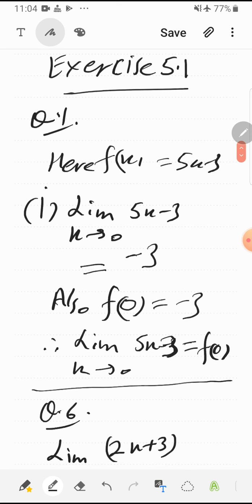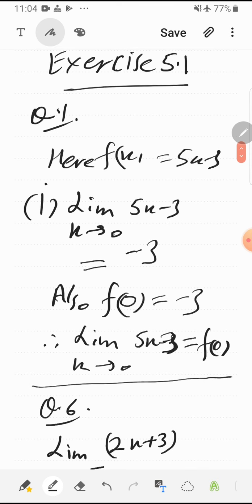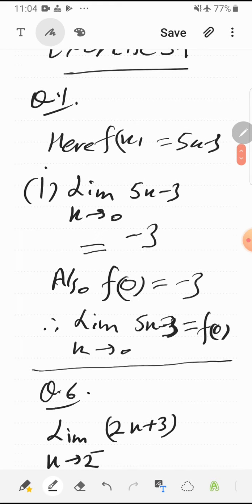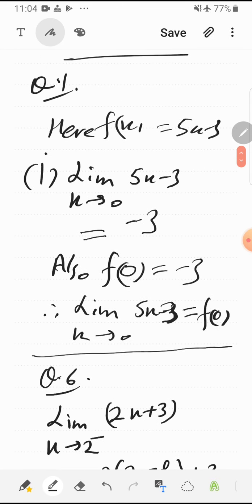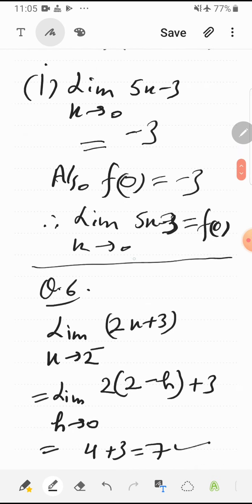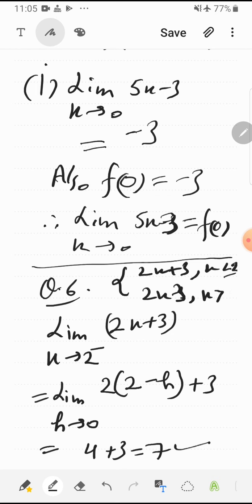Next question is that I have to discuss the point of discontinuity where the function is 2x plus 3 when x is less than or equal to 2, and 2x minus 3 when x is greater than 2. Now in this question we have to apply LHL, RHL.